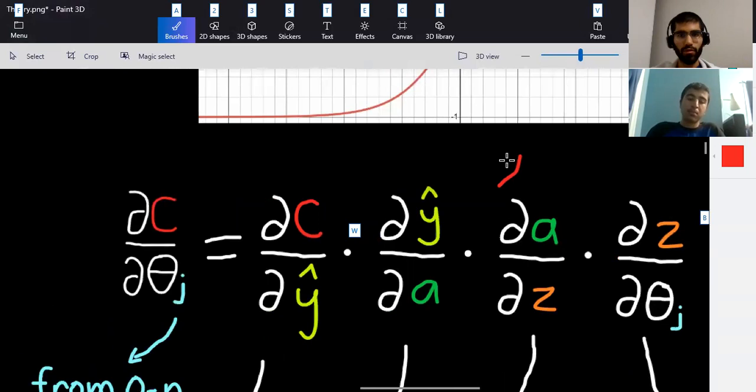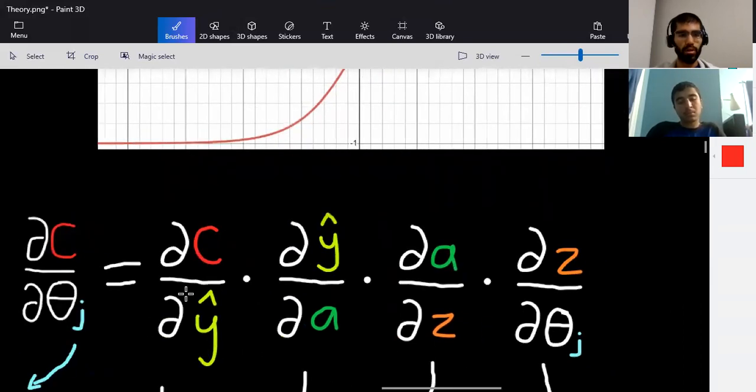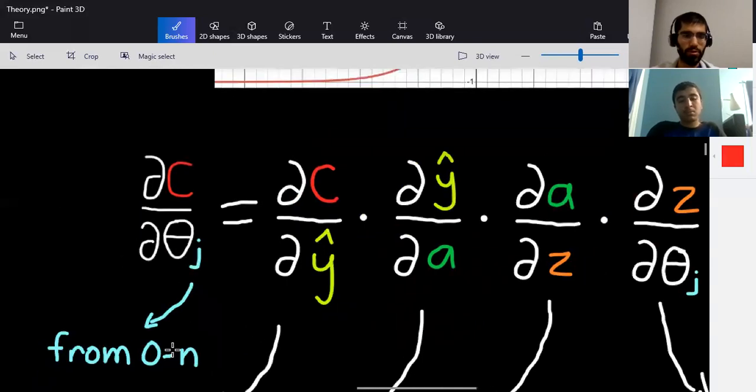So we're calculating partial C by partial theta j. So it could be theta 0, theta 1, theta 2. We do it with this chain rule, cancel that, cancel that, cancel that, cancel that, and we're left with partial C by partial theta j. And we do it for all the theta j's from 0 to n. N is the number of parameters.